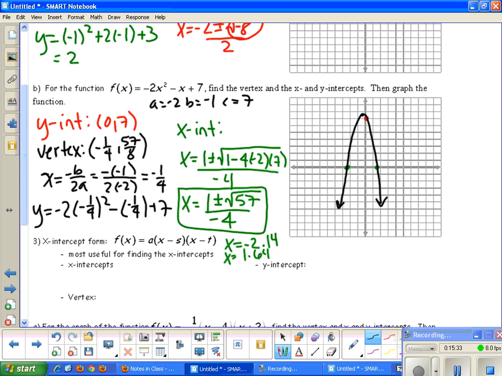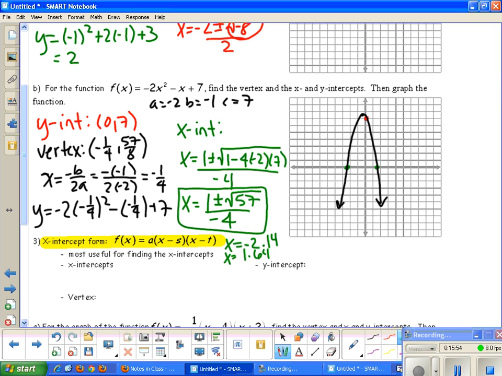So the next thing that I want to look at is another form, and this will be the last form that we're going to talk about. So for the last form, I have x-intercept form. For x-intercept form, it's y equals a times (x minus s) times (x minus t), and of course this is the most useful for finding the x-intercepts.